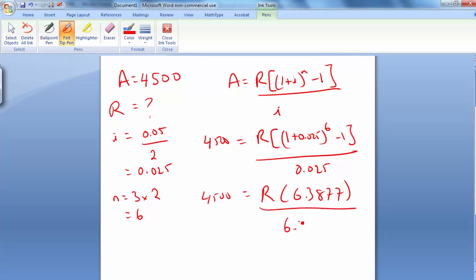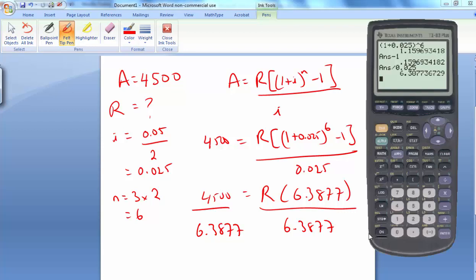So divide this side by 6.3877, and I'm left just with R, and 4,500 divided by 6.3877. I've still got the number on my calculator, so I like to do it this way: 4,500 divided by whatever the last answer was. Mine is on a yellow one here, second function, answer. So I don't have to worry about rounding.